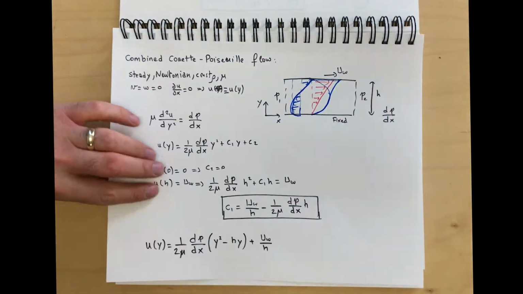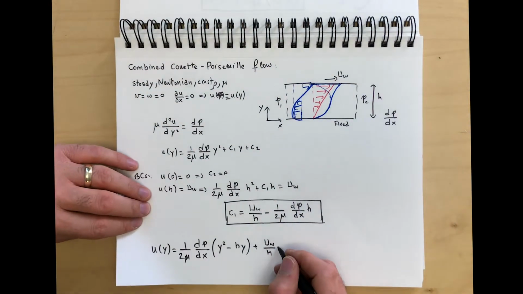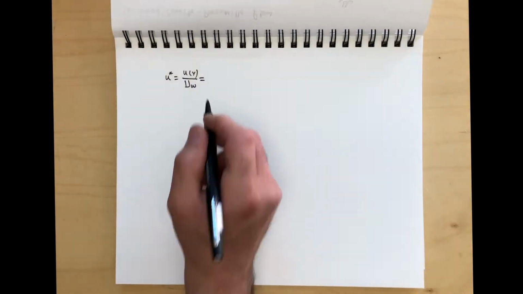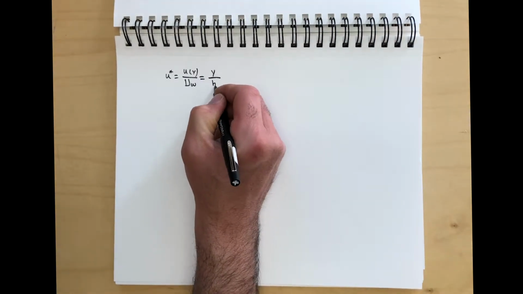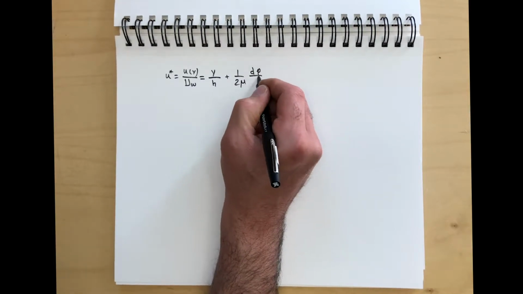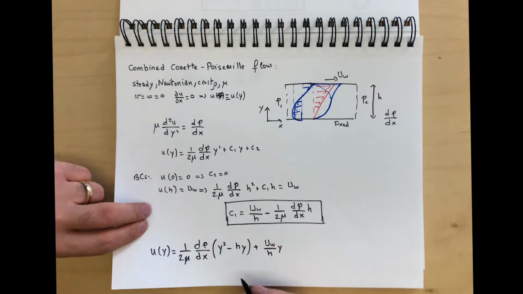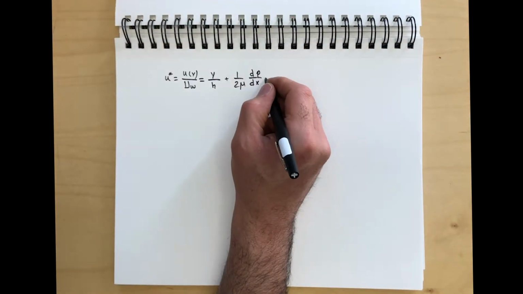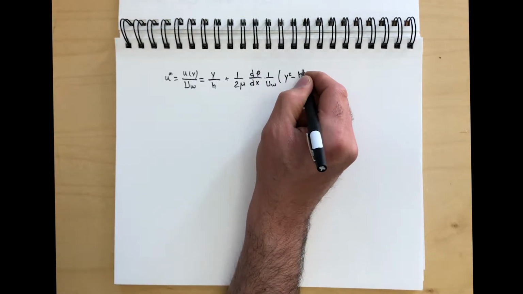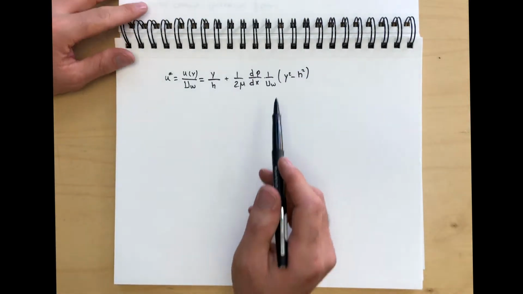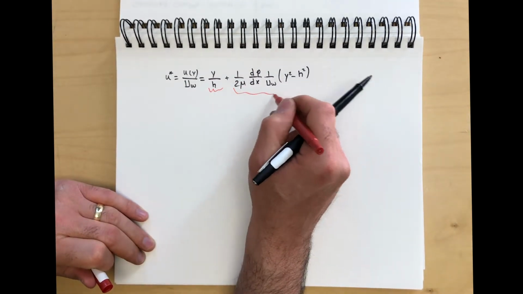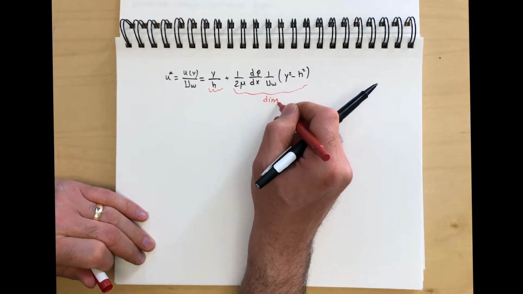And that will be equal to, and there's a y over here because we're multiplying C1 by y. So divide by u wall, you get y over h plus 1 over 2 mu dp by dx into, and there's a u wall over here, times 1 over u wall into y squared minus h squared. This is still not in a form that I like, although this whole thing is dimensionless.